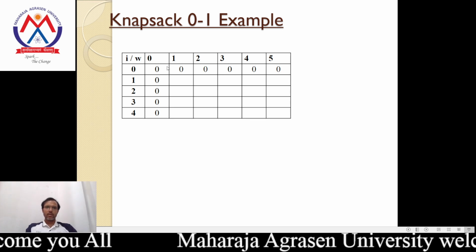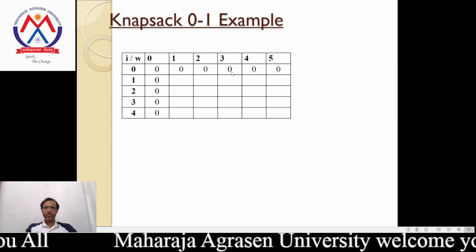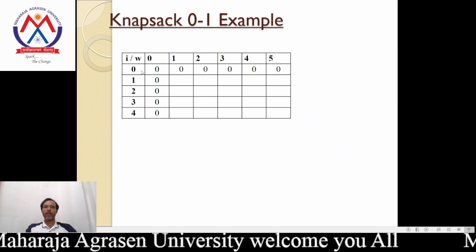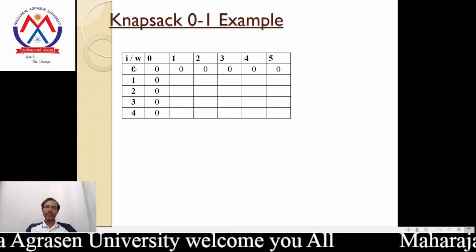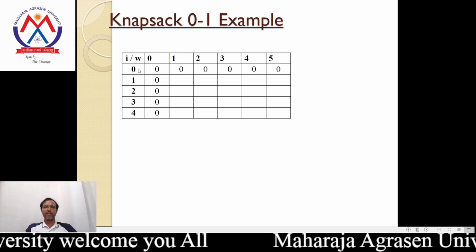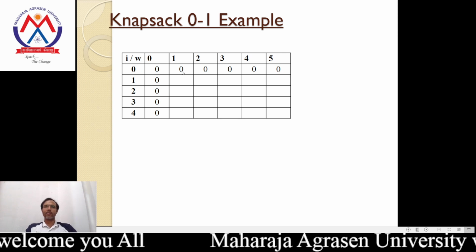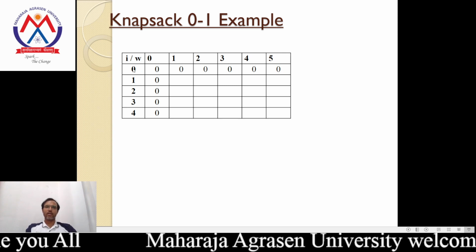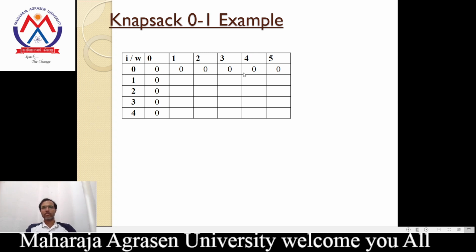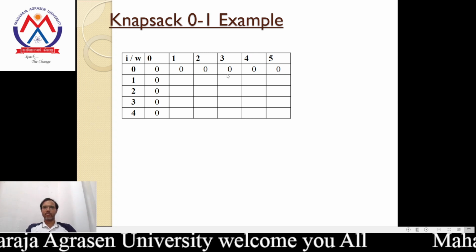By default, the values 0,0, 0,1, 0,2, 0,3, 0,4 will be 0. Why? Because if you haven't selected any weight, it means the profit would be 0. None of the weight we have selected, it means the profit is 0. The value is 0. That's why 0 is written there.